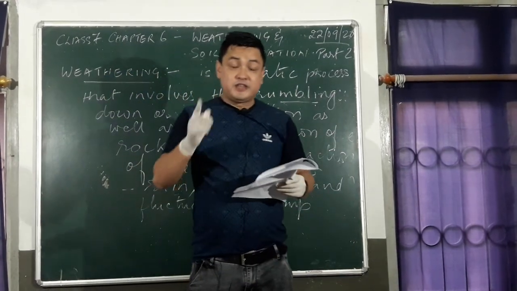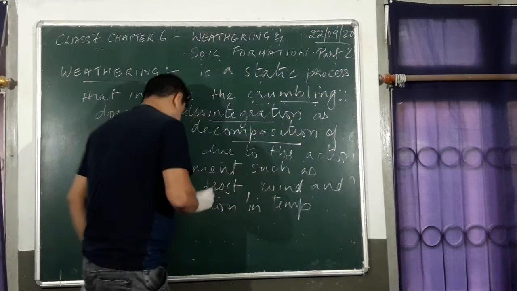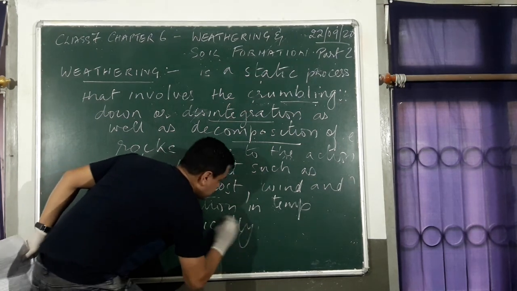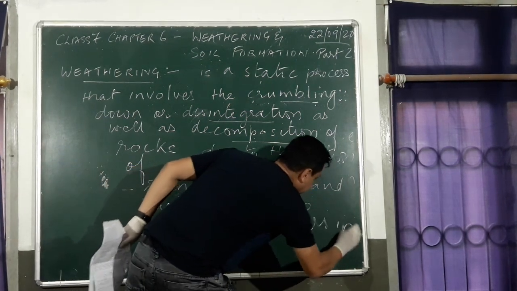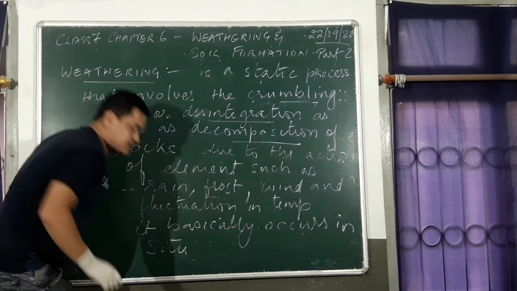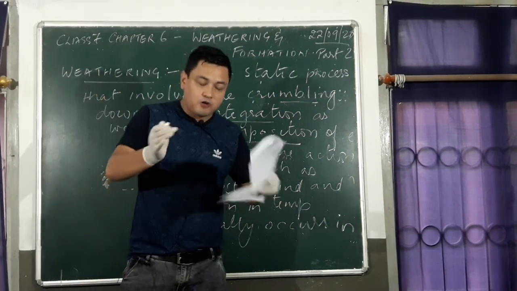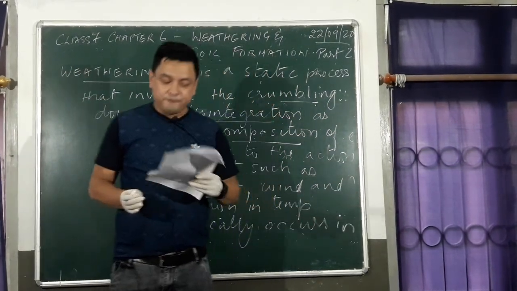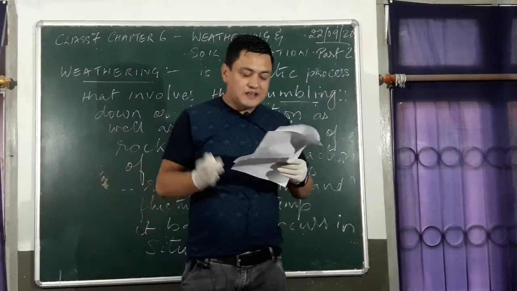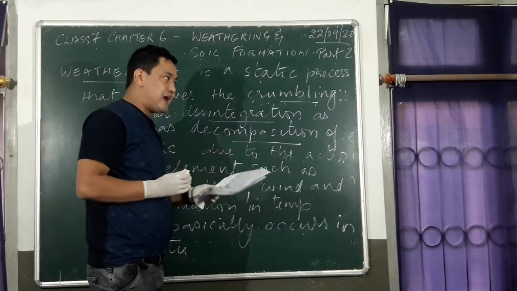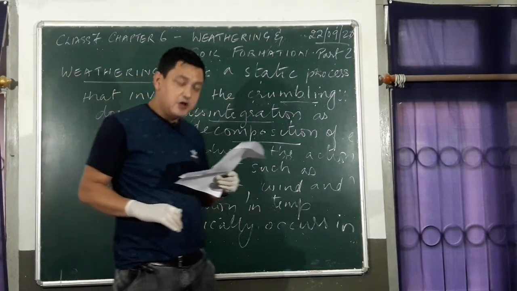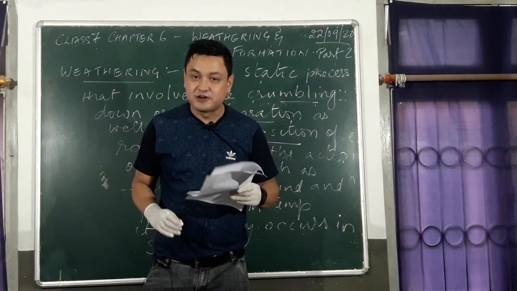So this weathering basically occurs in situ. Now remember this because it's not in your book. S-I-T-U, situ. Situ means the original place of the rocks, where the rock is basically found, which means at the place where the rock lies. Once the rock has been weathered and broken up by the agents of weathering, what will happen? It is ready for erosion.